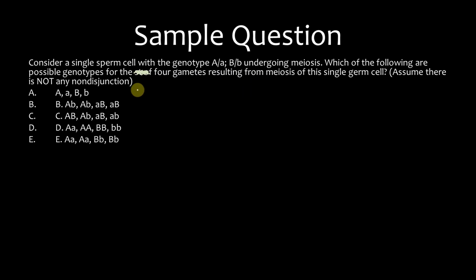So the first thing that we want to figure out is, what is it asking? Sometimes these questions can be a little bit complicated because you're unsure where even to start. So looking at the question and underlining the most important parts is a great way to figure out what the question is asking. So consider a single germ cell with the genotype this undergoing meiosis. Well, first you have to figure out what this even means, right?